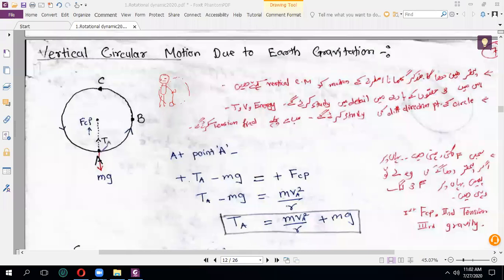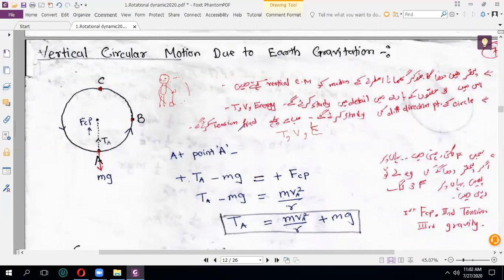In this circular motion we take 3 points. At the downward position we take point A. At the mid position we take point B, and at the highest point, the up position, we take point C. Now what we have to calculate at these 3 positions: tension, then velocity, and lastly the total energy. How much energy they are taking. Is their energy the same in each place, their tension the same, or their velocity the same? We are calculating that part.